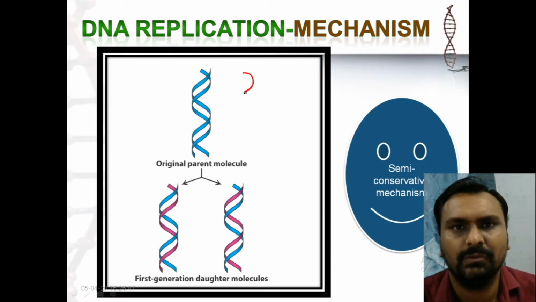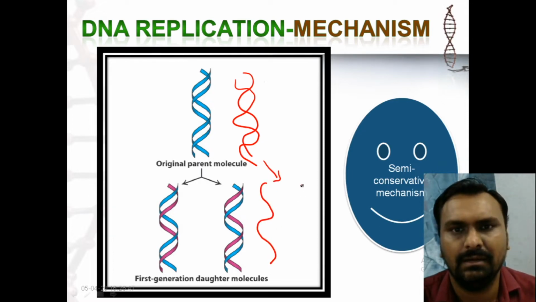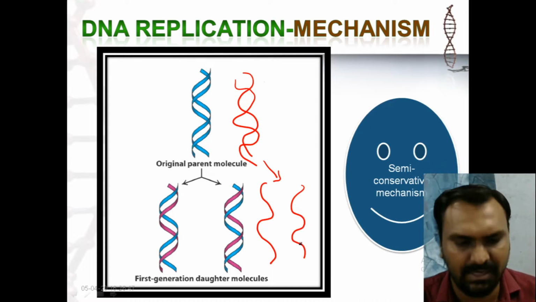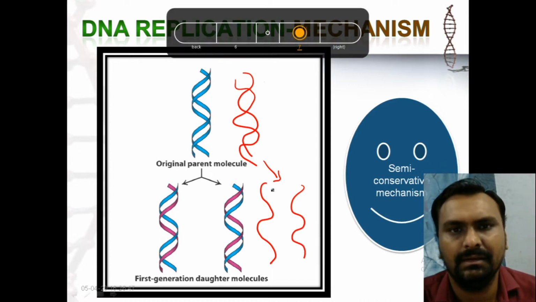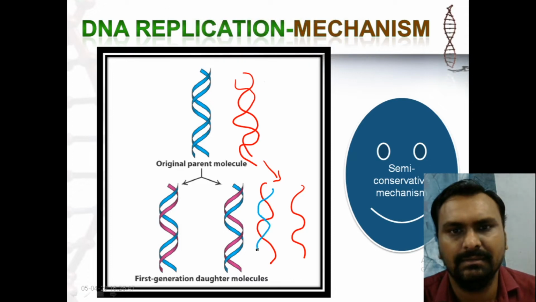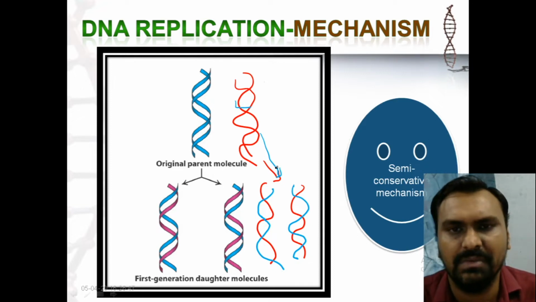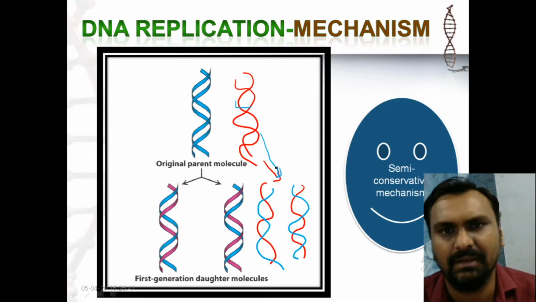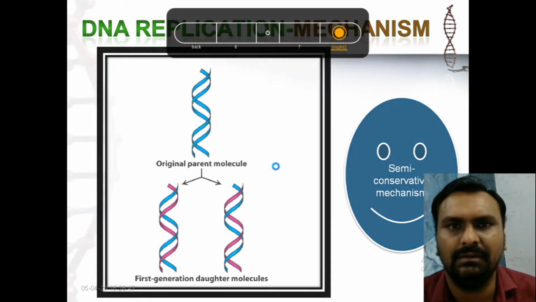Okay. So suppose this is my DNA, and during replication each strand of the parent DNA remains and a new strand is synthesized. So from one copy of DNA, a total of two copies of DNA are synthesized. Next, if we replicate again, then from 2, 4 DNA are synthesized. This is how DNA replication works.